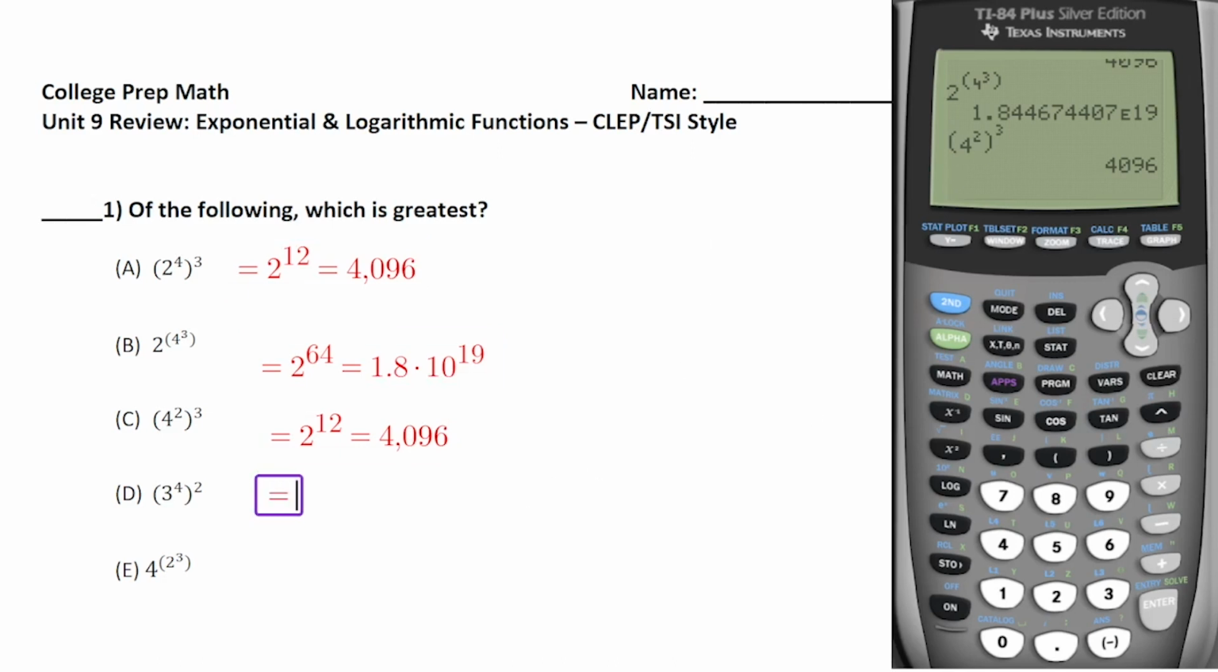All right, 3 to the 4th squared is going to be the same thing as 3 to the 8th. Okay, we're not going to be able to write 3 as a power of 2, so it's going to be a little hard to compare here. But just remember that exponentiation grows really fast. So changing this to a 3, like if we compared 2 to the 8th to 3 to the 8th, it's going to be way bigger because of how fast exponentiation grows.